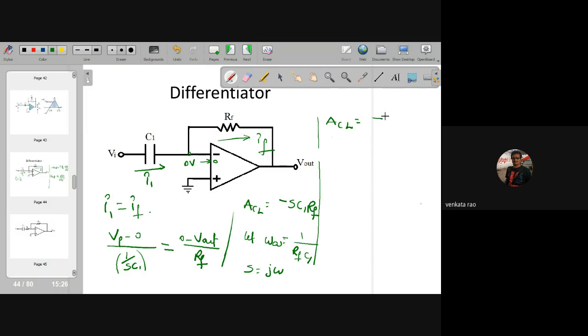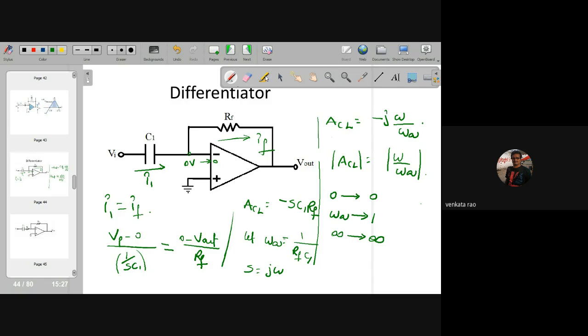Now the closed loop gain became minus j omega by omega A. So the magnitude is omega by omega A. Here also the same thing: at omega equal to 0, the closed loop gain became 0. At omega equal to omega A, the closed loop gain became 1. And at omega equal to infinity, the closed loop gain became infinity.